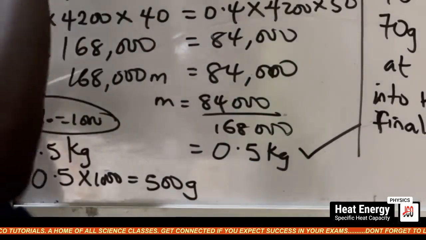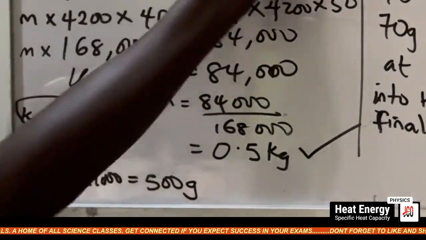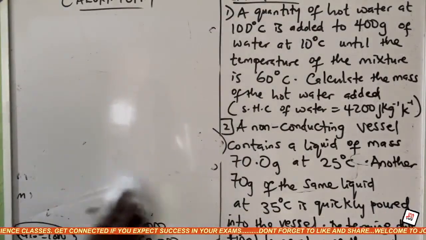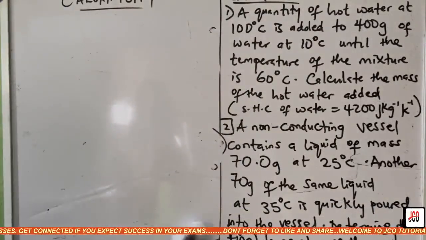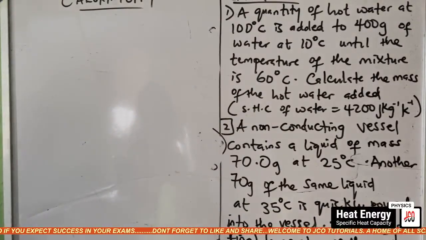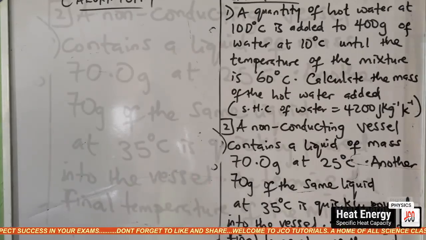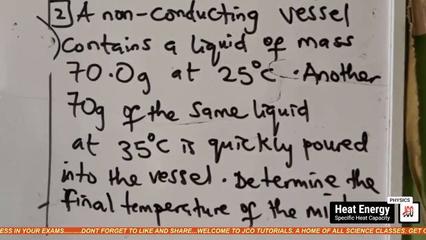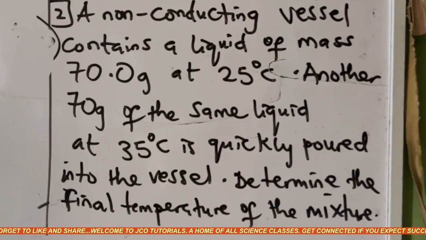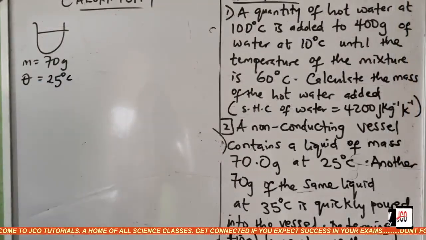Next up is question number 2. A non-conducting vessel contains a liquid of mass 70 gram at 25 degrees Celsius. So the particular vessel, let's say this is the vessel, it has a liquid which has a mass of 70 gram and a temperature of 25 degrees Celsius.